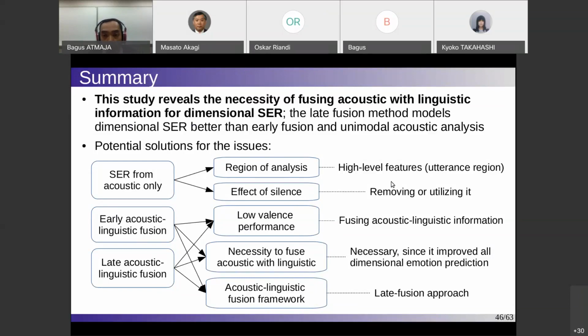And for the answer of the five issues, the first is region analysis. We propose to use high-level features. And for the effect of silence, we propose to remove or utilize it as additional feature. And for the issue related to low valence performance, it can be improved by fusing acoustic and linguistic information. And for the necessity of fusing acoustic with other modalities, yes, it is necessary because our results show that. And for fusion framework, our results show that the late fusion model is better than early fusion and unimodal.